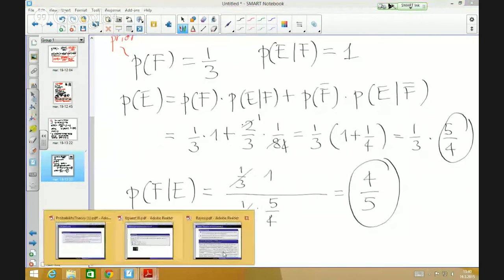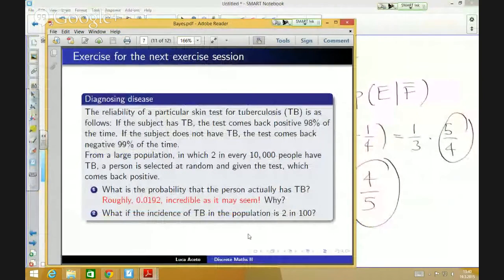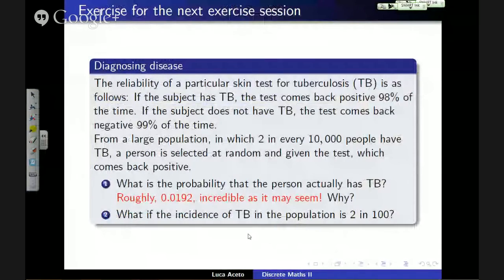So let me give you a more real life use of Bayes' theorem. Now, we're not going to do the calculations here. I encourage you to do them at home. This is a very typical application of Bayes' theorem today, and it's got everything to do with tests for diseases. So suppose that there is a skin test for tuberculosis, which is luckily a very uncommon disease these days, but not so long ago, and still in many countries, it's not an uncommon disease.